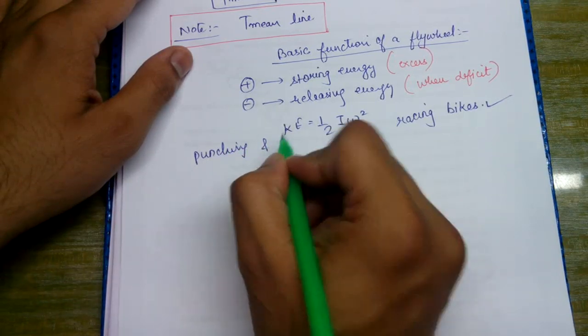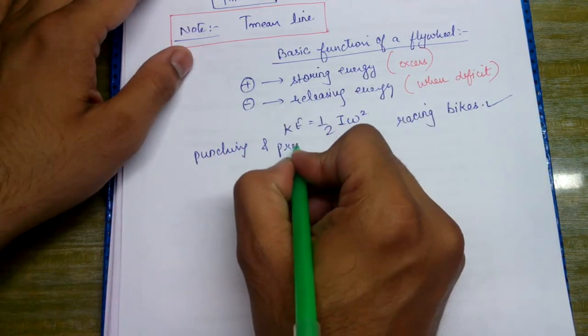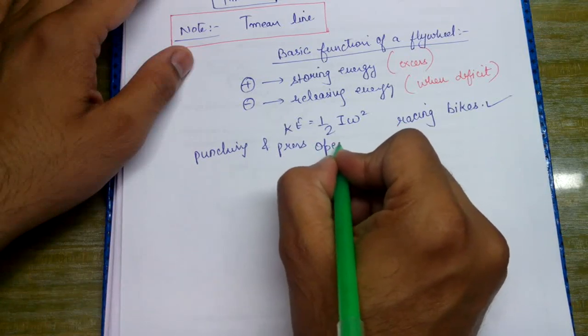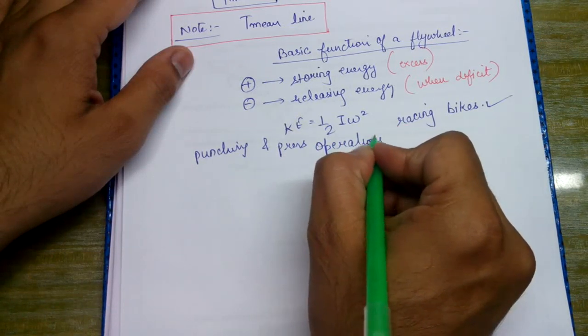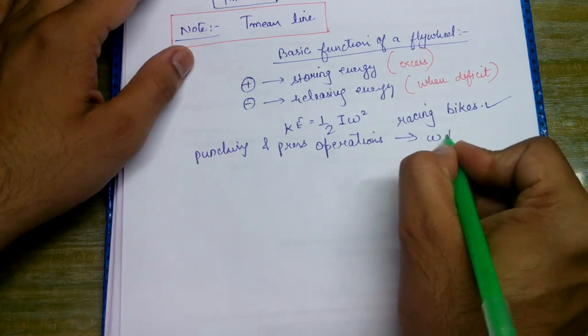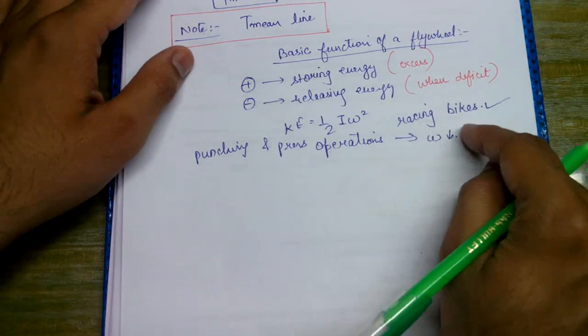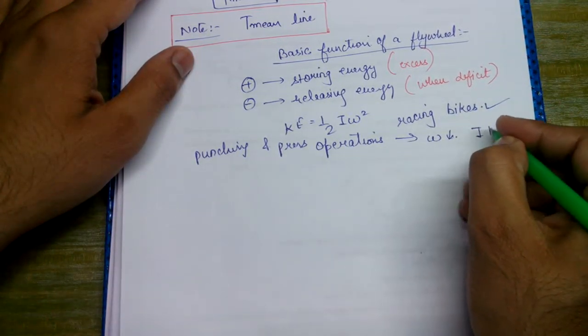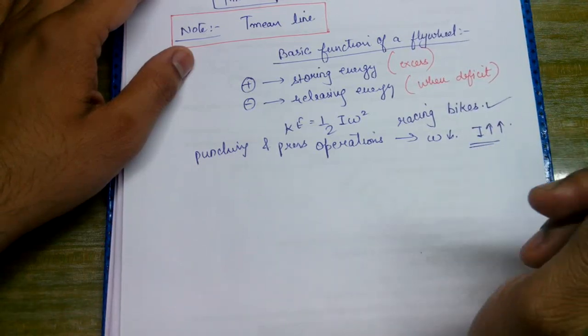and press operations, ऐसे केसेस में हमारा जो ओमेगा होता है वो काफी कम हो जाता है, तो उसके करस्पॉन्डिंग हमें वैल्यू ऑफ आई काफी ज्यादा रखनी पड़ती है.